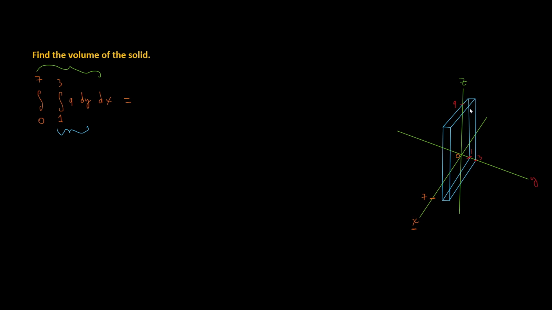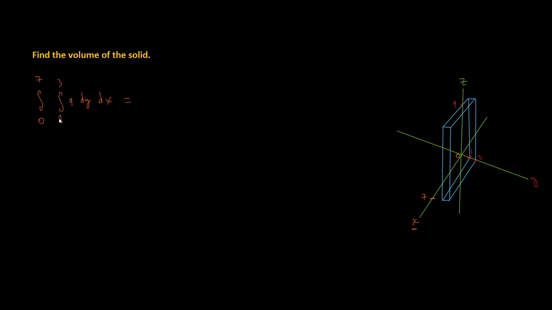So what about the height? Well, the height is given to us by right here, the 9 on the z-axis, right? So if we multiply the length and the width and the height, we get the volume of the blue shape. All right, let's start integrating.